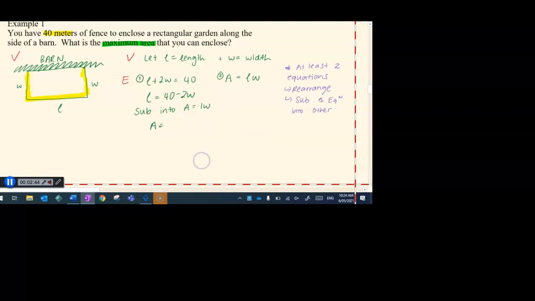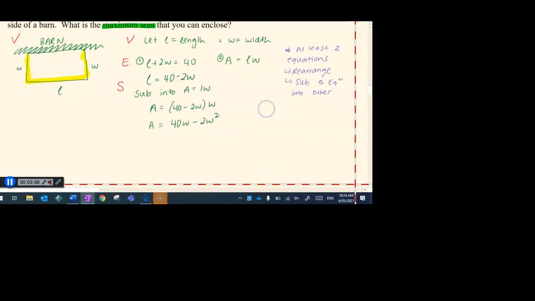A equals, now you could have rearranged for width, but I think that would be a bit silly. That's too much like effort. Then you have to divide by 2 and you risk making a silly mistake. So I would have done that one there times W. So area is 40W minus 2W squared. And so that's the S part of VESPA. I'm going to make that part 1 S. That's like substitution. And now we need to actually solve for which value of W gives us the maximum area.